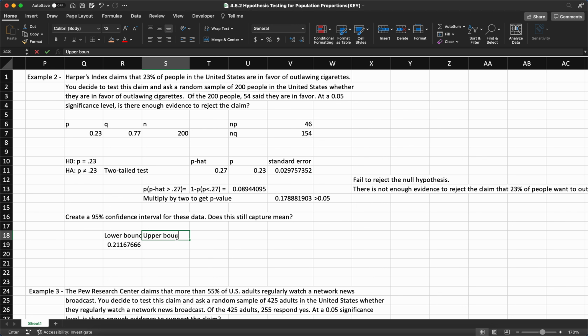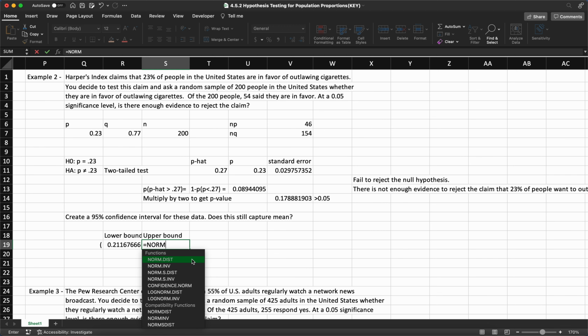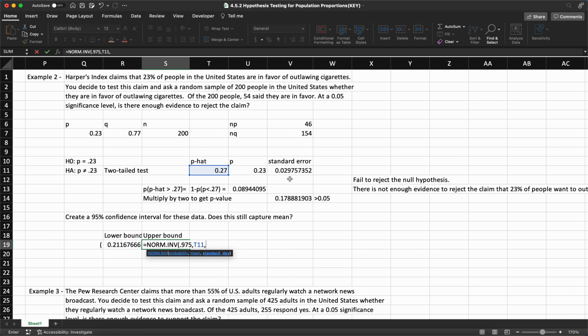My upper bound is going to be, again, norm.inverse. The probability here for the upper bound is going to be 0.975. Now there's 97.5% below this value. The mean is still p hat. The standard deviation is my standard error, and that gives me a value of 0.33.